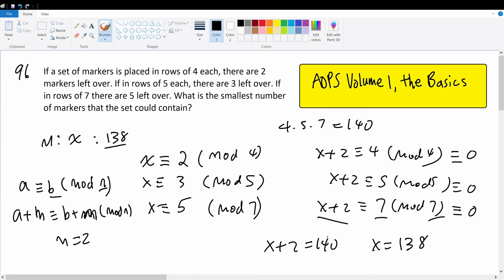And the reason why, as a review, that x plus 2 is equal to 140 is because x plus 2 is divisible by 4, 5, and 7. And since 140 is divisible by 4, 5, and 7, x plus 2 must likewise be divisible by a number which is divisible by 4, 5, and 7. So x is equal to 138, the solution to our question.